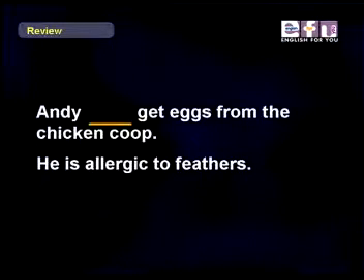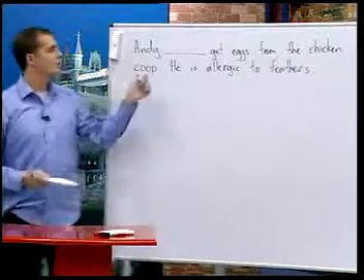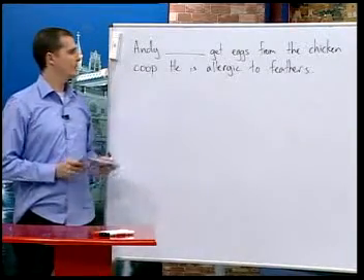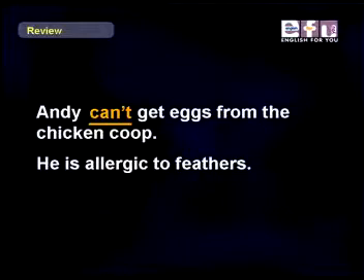Andy, something, get eggs from the chicken coop. He's allergic to feathers. Andy can't get eggs from the chicken coop. He's allergic to feathers. I use can't. Excellent. Andy can't get eggs from the chicken coop. He is allergic to feathers.